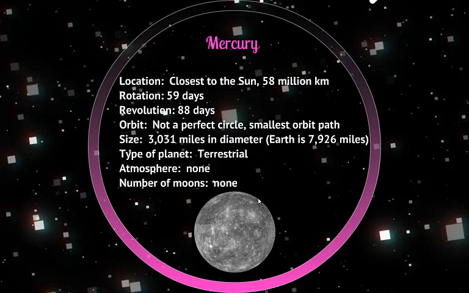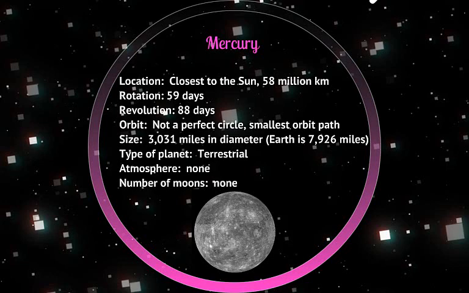It's about 58 million kilometers from the surface of the sun. Its rotation is 59 Earth days. So for every 59 days on Earth, Mercury will rotate one time. Its revolution is 88 days. Its orbit, like I said, is not a perfect circle, but it is the smallest orbital path because it is the closest to the sun.